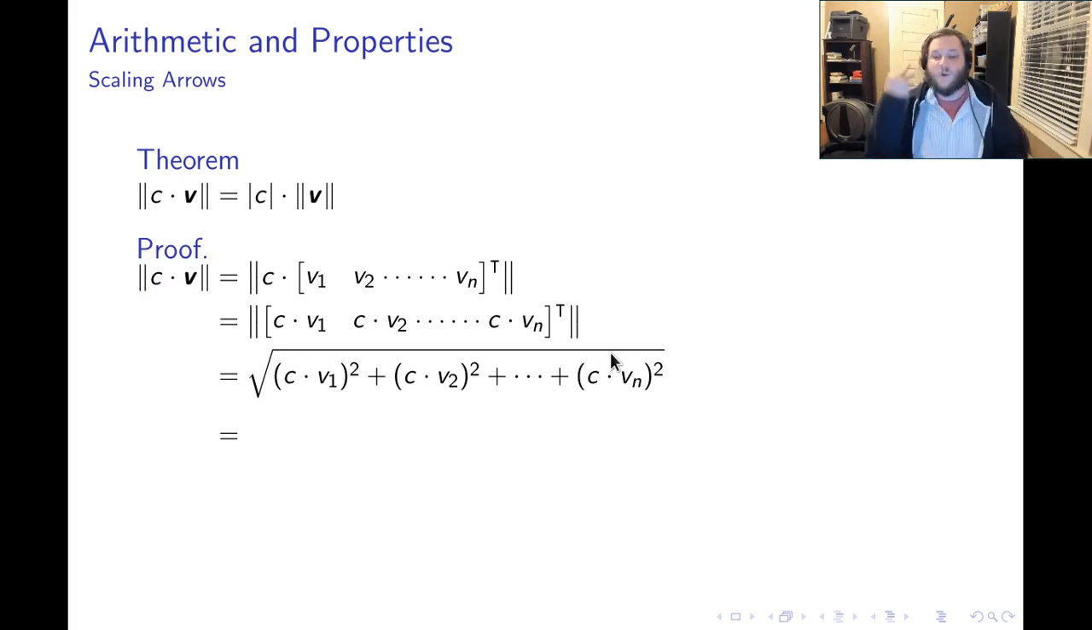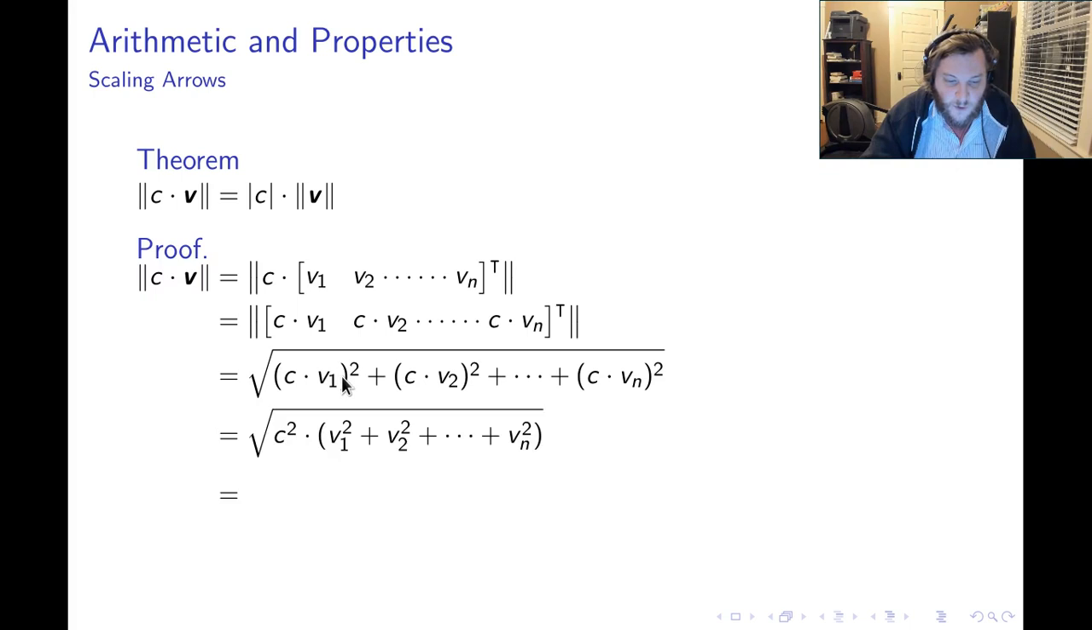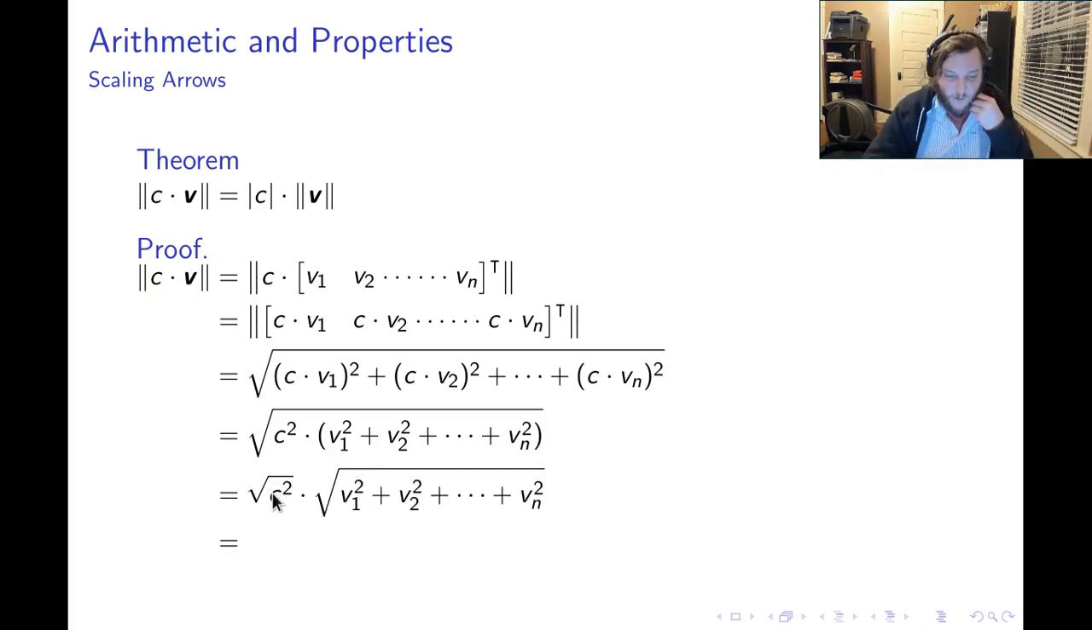And if we remember how squares work, c times v1 squared is the same thing as c squared times v1 squared, and c times v2 squared is the same thing as c squared times v2 squared, and so on. So we can factor out a c squared from this expression here, and we're left with the square root of c squared multiplied by the quantity v1 squared plus v2 squared up to vn squared. And remember, radicals do not distribute over addition, but they do distribute over multiplication. So this is the same thing as the square root of c squared multiplied by the square root of the sum of the squares of the original vector v.